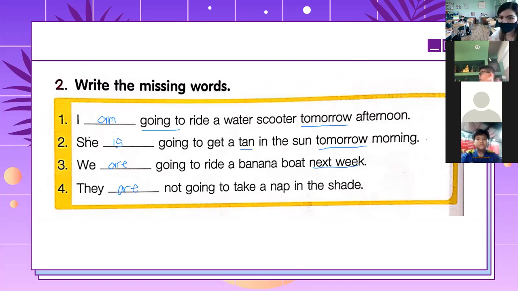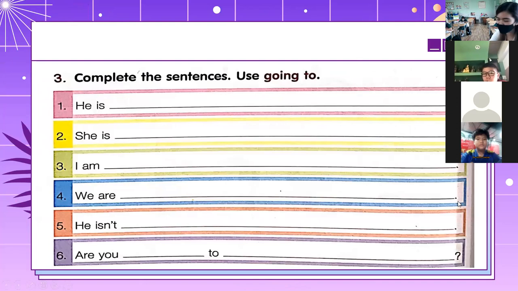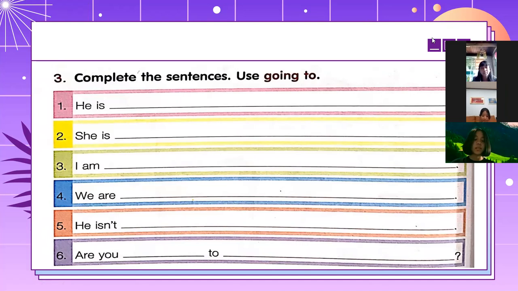So now, let's have your number three. So who wants to answer their homework? Or who wants to share their answer? Number one, complete the sentence, and then you're going to use going to. So first, who wants to share their answer? You can open your mic if you want to answer, or you can raise your hand.